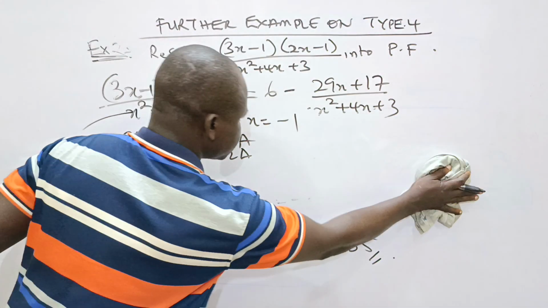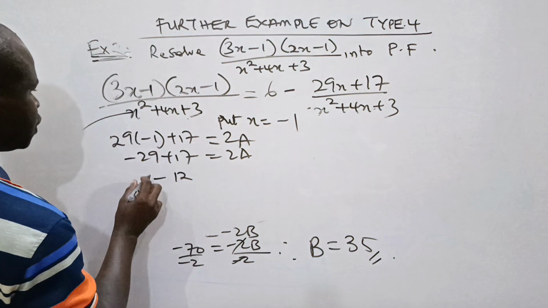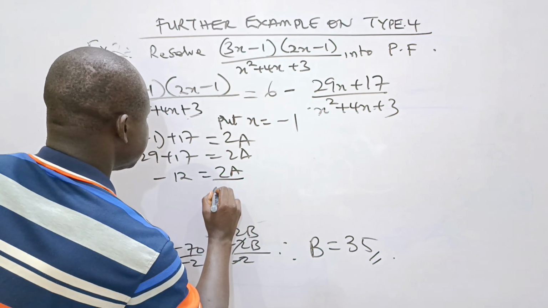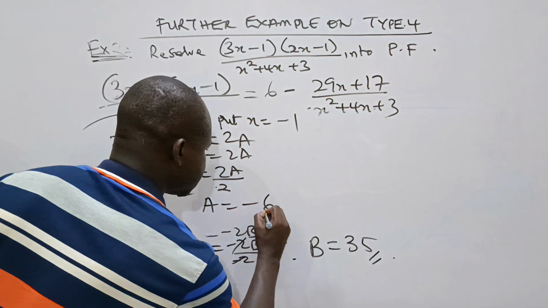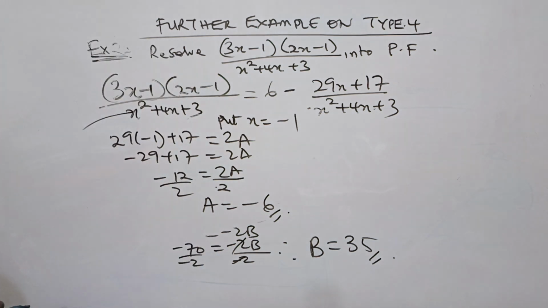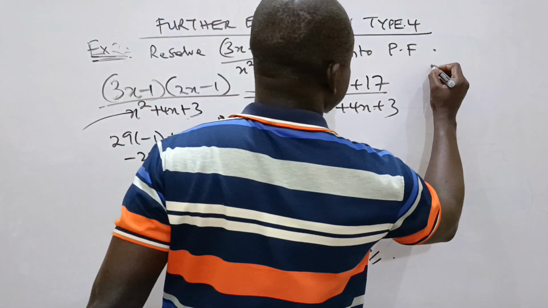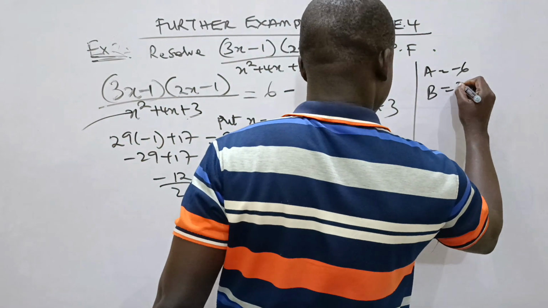Then from here, I will get minus 12 equal to 2a. Let's divide both sides by 2. So a will be equal to minus 6. So we have gotten the value of a and b. Since we have gotten the values of a and b, then we can go ahead and rewrite the solution. Let's write it somewhere here. A is equal to minus 6 and b is equal to 35.